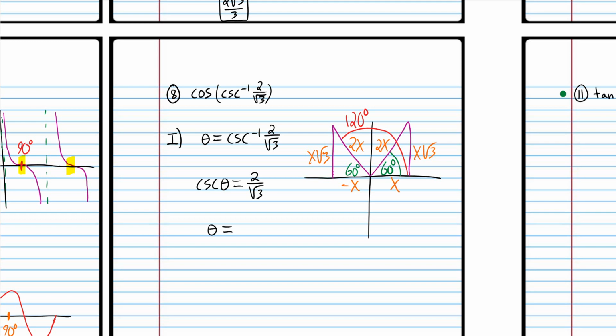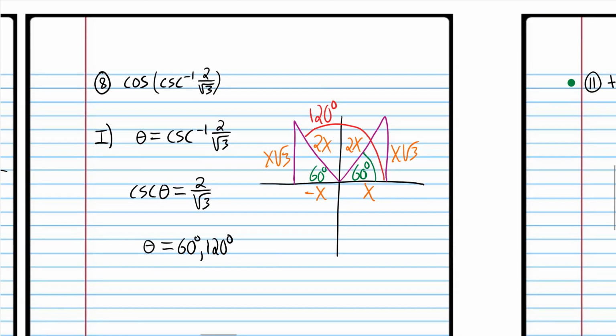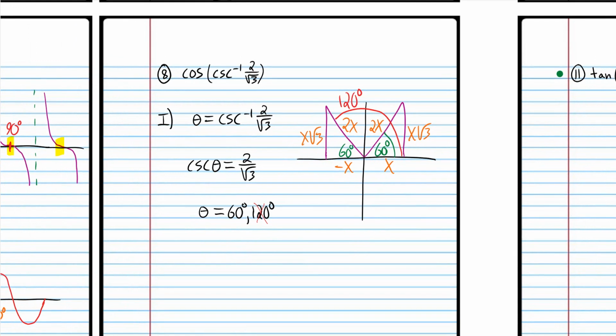So theta can be 60 degrees or 120 if we're looking for the measures between 0 and 360, but we're not. We're looking for the value of cosecant inverse of 2 over root 3 as a standalone expression, which means it can only be one value. It's the output of a function. So cosecant inverse of 2 over root 3 is 60 degrees. So we found the value of the inside expression.